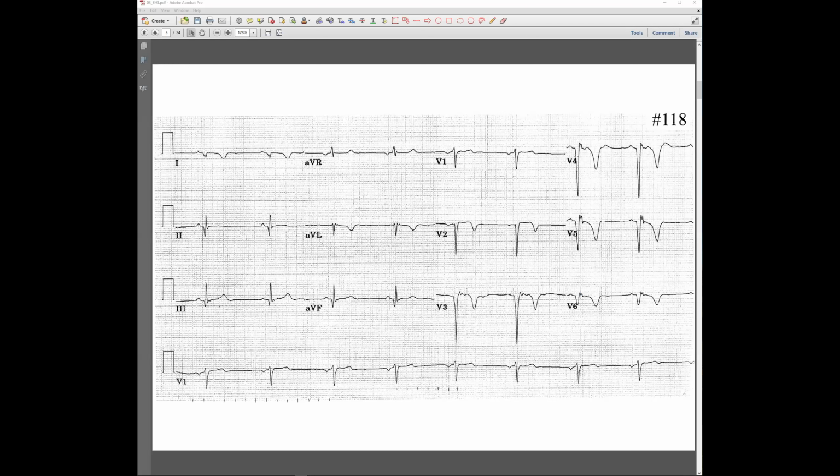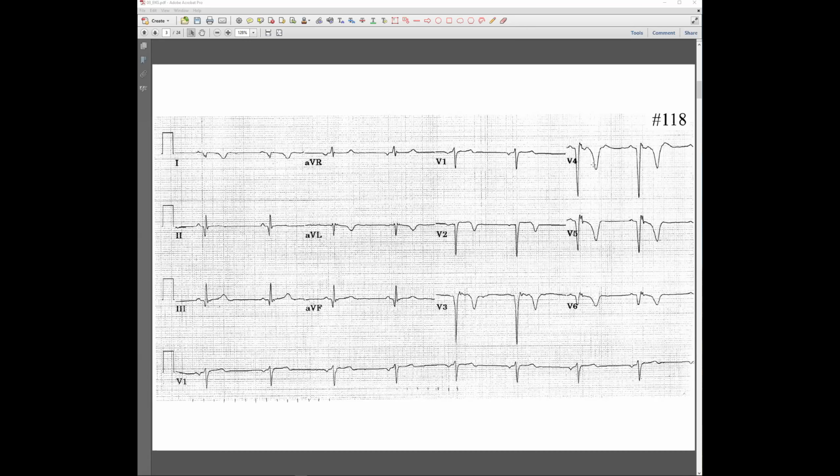So if we have the pathological Q, then it might be an old myocardial infarction or subacute. Let's go step by step. Now, you focused on the chest leads V2, V3, V4, V5, V6, and lead number 1, because these are the anterolateral leads. We do have Q wave and negative T wave. So these represent subacute MI in the anterolateral or extensive anterior.